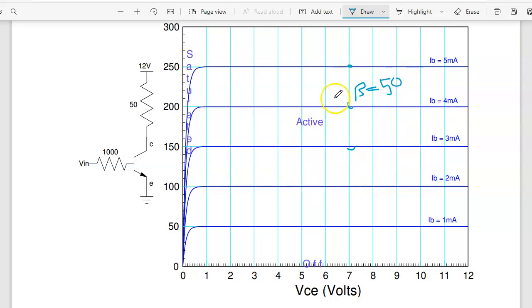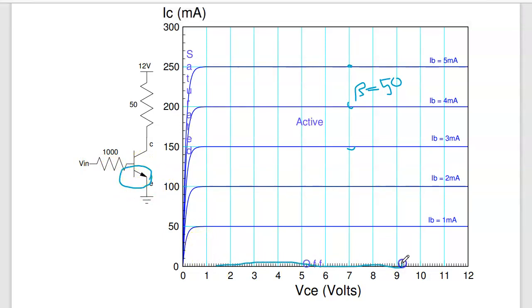The regions then. In the active region, IC is beta times IB. In the off region, this puppy is a diode. I need 0.7 volts to turn it on. If I don't have 0.7 volts at the base, there's no current. If the base current is 0, the collector current is 0, and you're off. That's this point right here. The x-axis is the off region.